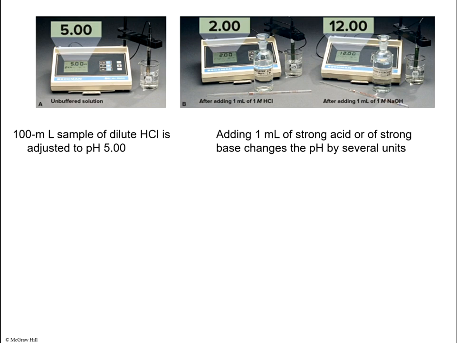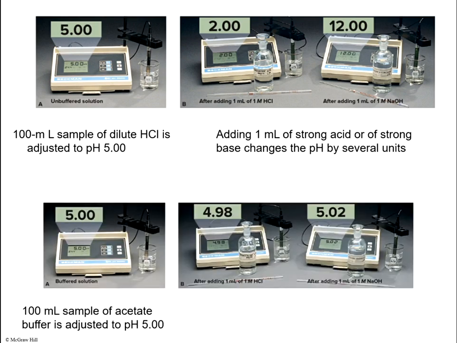Now we can contrast this with a buffered solution. We start off with a 100 milliliter sample of acetate buffer, which is going to be a mixture of acetic acid plus sodium acetate. And we can adjust that pH to 5.00 as shown on the left-hand side.